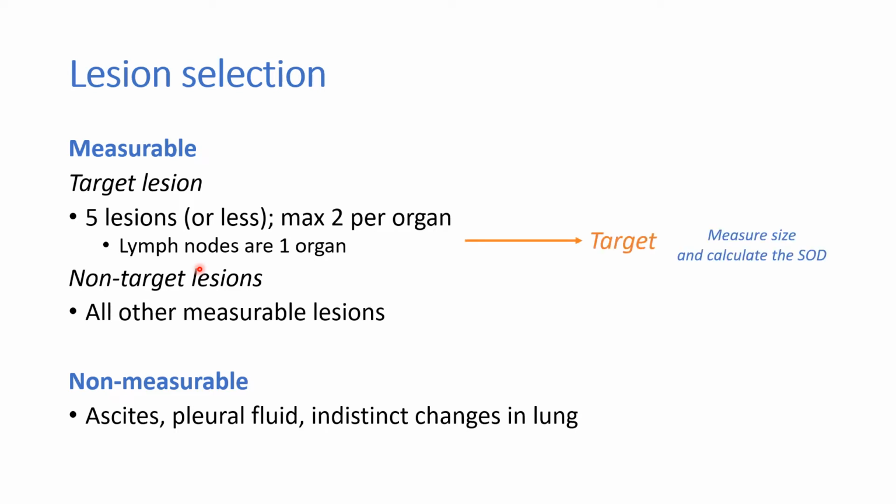So it's only the target lesions that go towards this sum of diameters. So even though these non-target measurable lesions and the non-measurable lesions are all non-target lesions, you don't actually have to measure them. You just have to say whether they're present or whether they're absent.